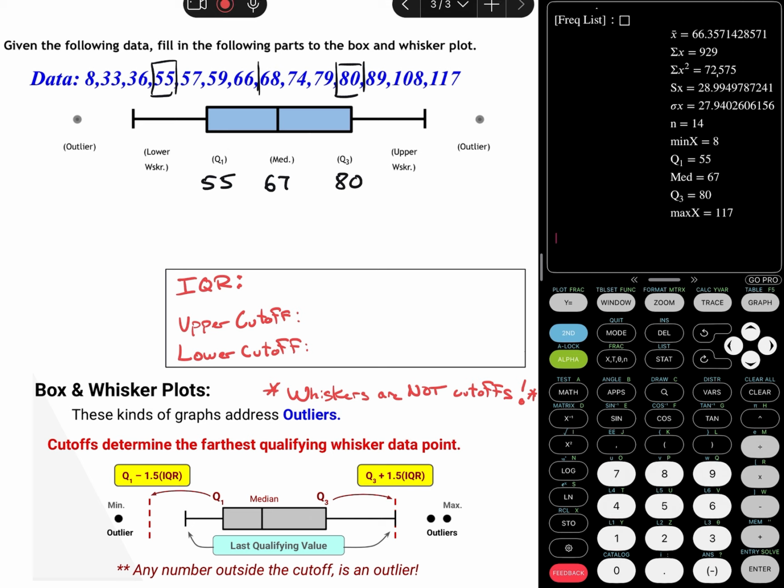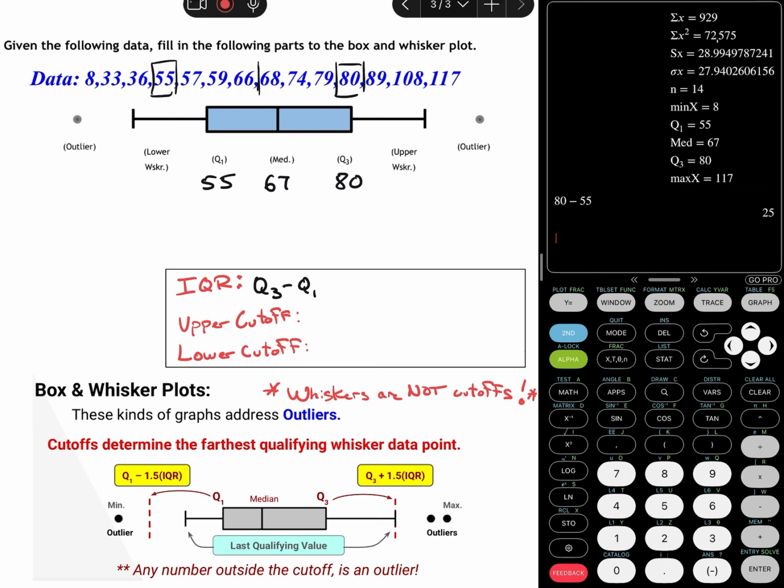Now, in order to figure out what your upper whisker is and if there is an outlier, you have to calculate the stuff here in this box. You have to calculate your IQR, because that's a part of our formula, and then that helps you calculate your upper and lower cutoffs. So the IQR, if you don't recall, is Q3 minus Q1. You can just take your 80 and subtract 55, and you'd get 25. That is your interquartile range. That is how wide this box is here. It is 25 units wide, which means that 50% of your data sits between 55 and 80.